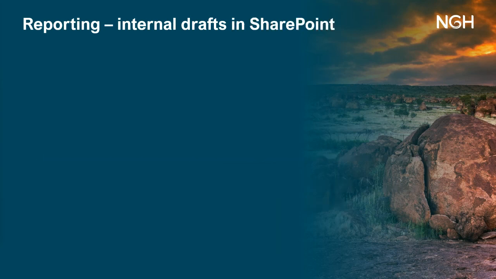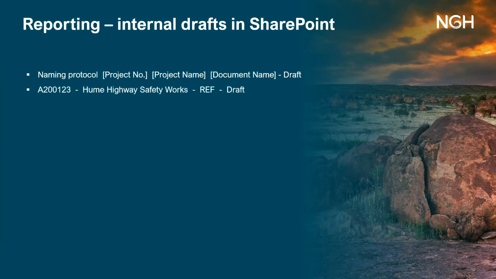Because multiple people can work on a document in SharePoint at the same time, it isn't possible to add initials to the end of the document. Instead, a record of authors and reviewers can be found by right-clicking on the document, then clicking Version History. The naming protocol is project number, project name, document name, draft.